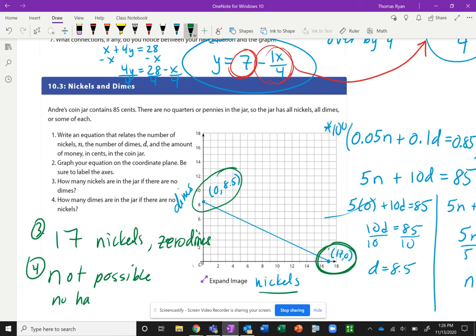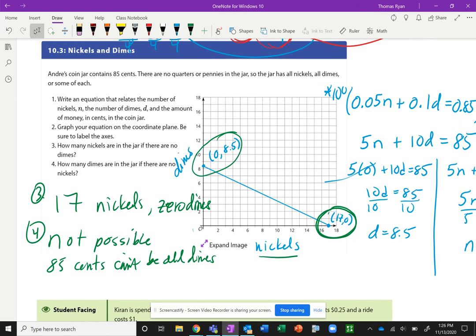because there's no half dimes, right? I mean, the better way to write it was not possible because 85 cents can't be all dimes, right? Dimes are just going to have multiples of 10. So 85 is not going to cut it.